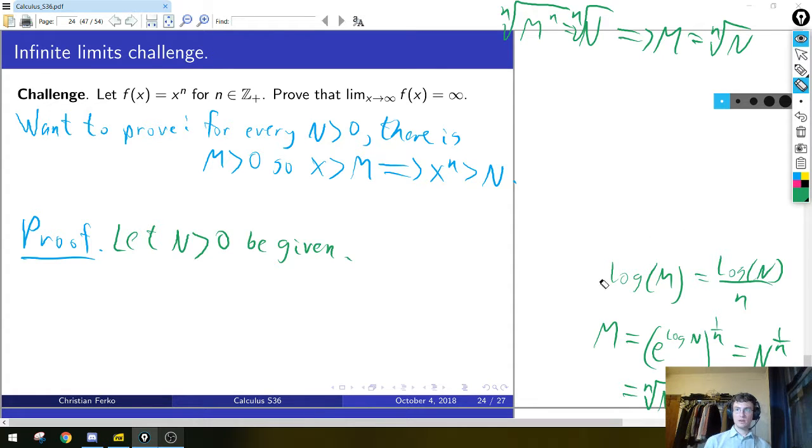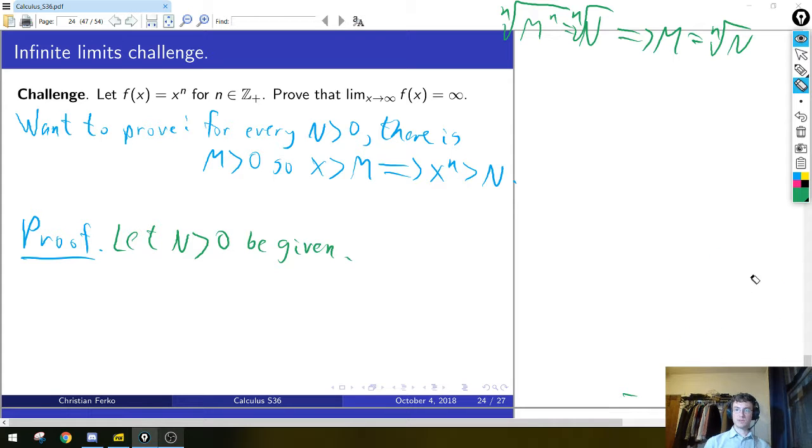Lovely. Okay, so it sounds like what you're telling me from this working backwards exploration is that if I pick m to be the nth root of n, then certainly whenever x is bigger than that m, x to the power n is greater than n, almost trivially, just by raising to power. So let's pick m equals the nth root of n.